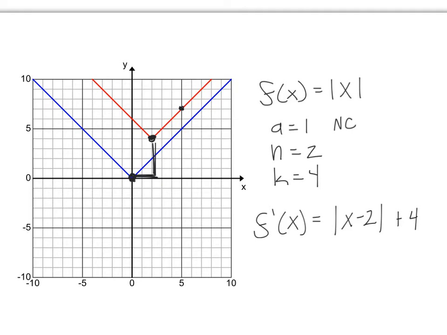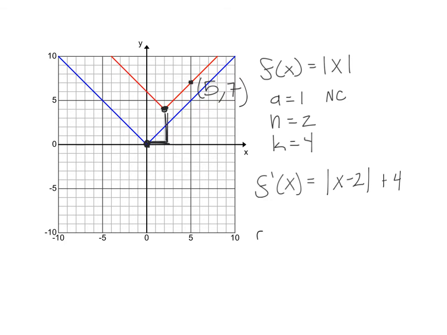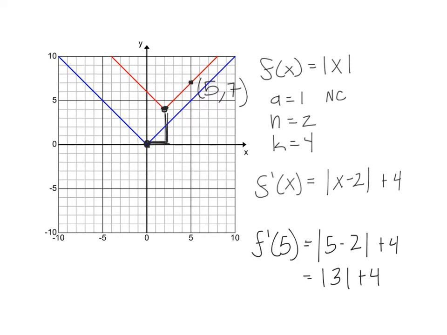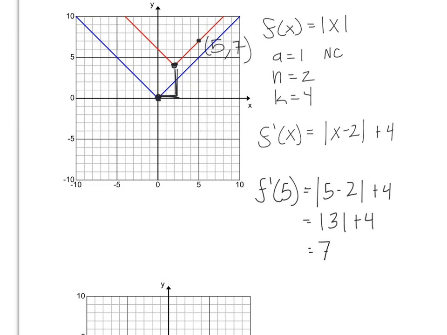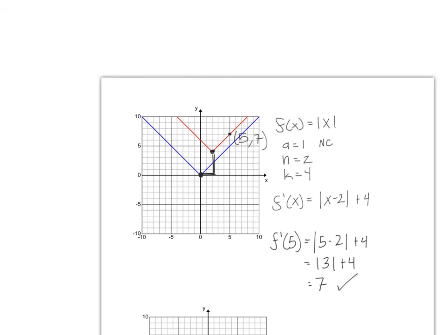So that would be 5 and 7. So I'm going to plug in a 5 for my x and see if I can get 7. So f prime of 5. So I'm going to put in 5 minus 2. Oops, not a parenthesis. Absolute value plus 4. So it's absolute value of 3, which is 3, plus 4, which would be 7. So it checks out. So that is my final answer right here.